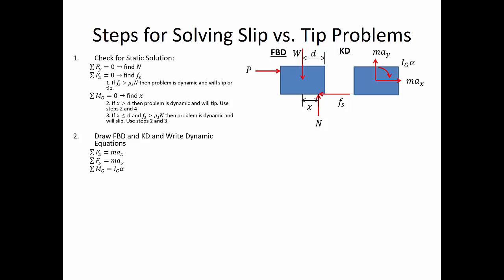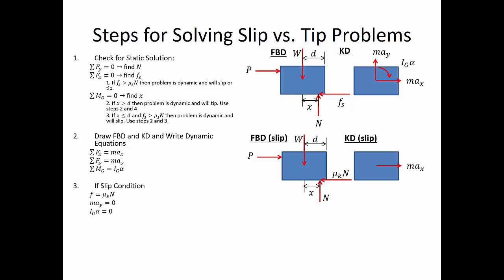Sum our forces in the y direction and set it equal to mass times acceleration in the y direction. And summing the moments about the center of gravity and setting that equal to our mass moment of inertia times the angular acceleration. If it's the slip condition, then we know there's no acceleration in the y direction and there's no rotation. We also know that if it's slipping, the friction will be exactly our coefficient of kinetic friction times the normal force, mu sub k times N. With these known conditions, we can go ahead and solve our dynamic equations.